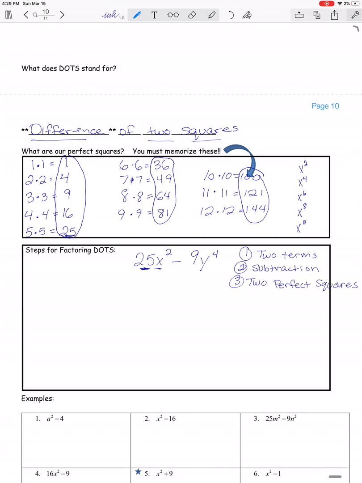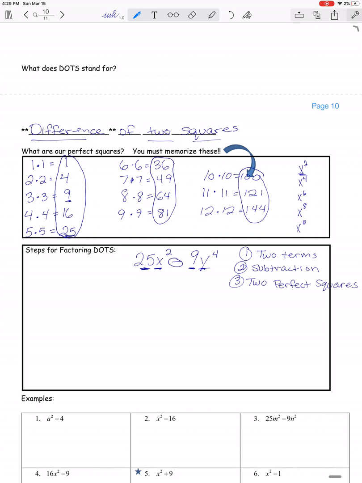And I know x squared is a perfect square because it has an even exponent. I have my subtraction sign. 9, let's see, that is a perfect square. It's in my list. And y to the fourth would be a perfect square because 4 is an even number.